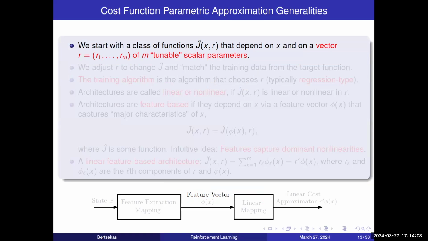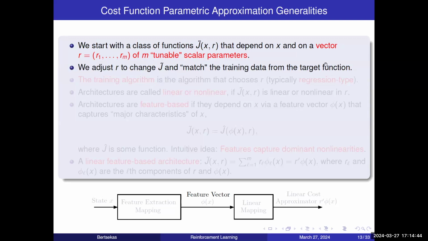Now let's go back to the cost function approximation. For cost function parametric approximation, we start with a class of functions, J tilde, that depends on X and on a vector R, an M-dimensional vector of tunable scalar parameters. So each one of them is a tunable scalar parameter. And we adjust R to change J tilde so that it matches the training data from the target function.